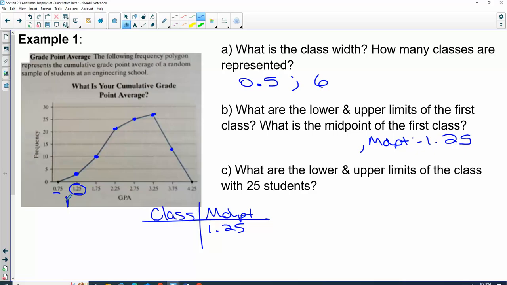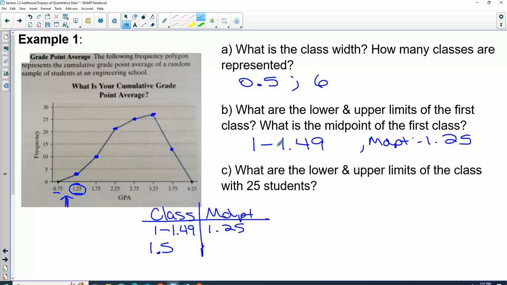And it's going to be in between the two midpoints. What's in between 0.75 and 1.25? 1. And we know the class width is how much? 0.5. So that means the next class has to start at 1.5. The first class then has to end before we get to 1.5. So when would it end? 1.49. Why did we choose 2 decimal places? 2 decimal places in the problem. So my first class is from 1 to 1.49.